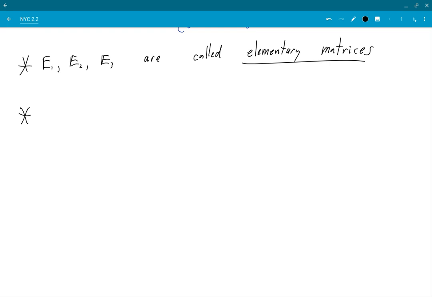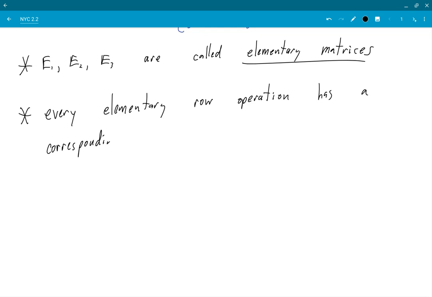Next bullet point. Every elementary row operation. Okay, so the elementary row operations are replacement, scaling, interchange. So we can see from the above that every elementary row operation has a corresponding elementary matrix.